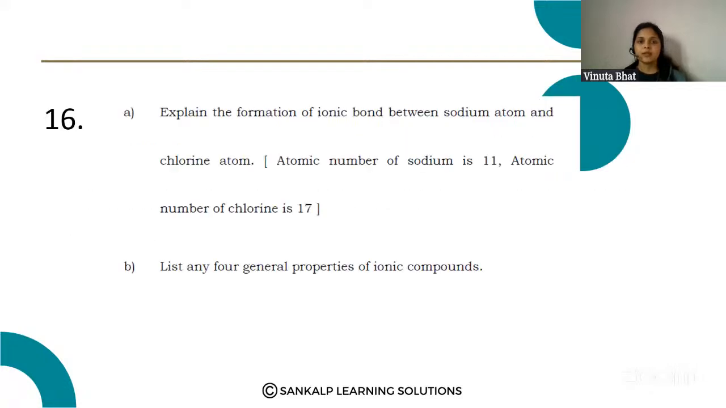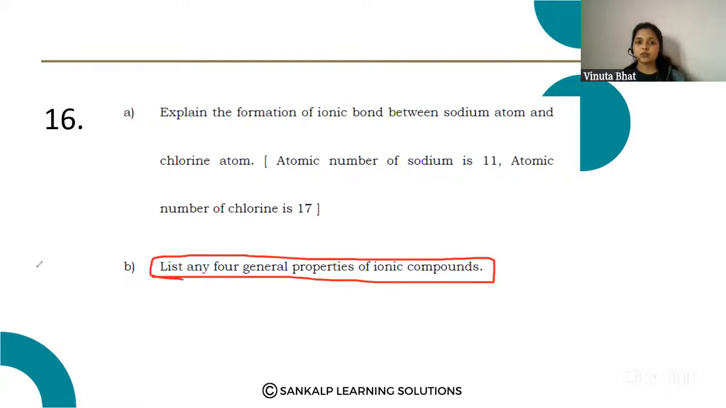Next question. Explain the formation of ionic bond between the sodium atom and the chlorine atom. Then list any four general properties of ionic compounds. This is very important. List any four general properties of ionic compounds. Repeatedly, this question is asked in different question papers.